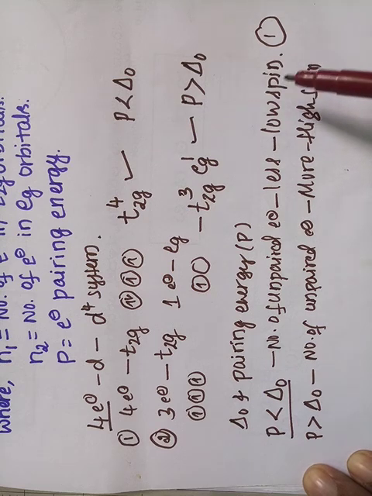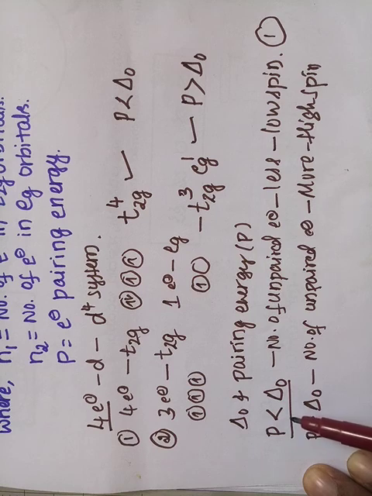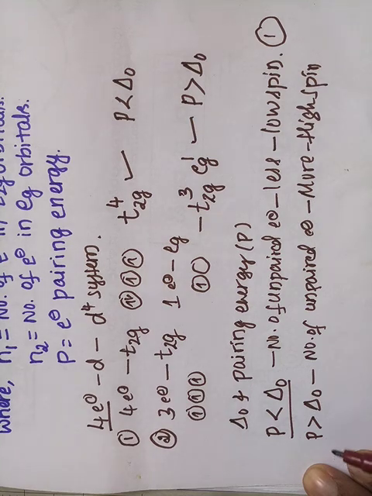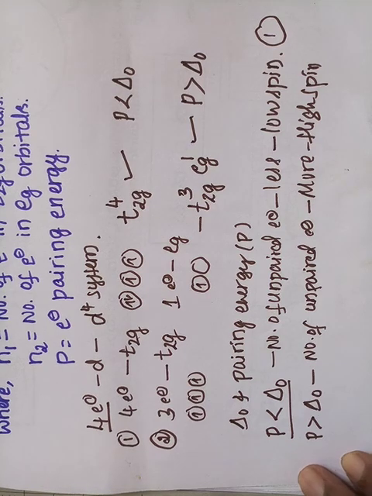In any complex, if the pairing energy is less than the splitting energy, then the complex will contain fewer unpaired electrons. Such complexes are called low spin complexes. High spin complexes are those complexes in which the pairing energy is greater than the splitting energy, and they contain more unpaired electrons. Such complexes are called high spin complexes.